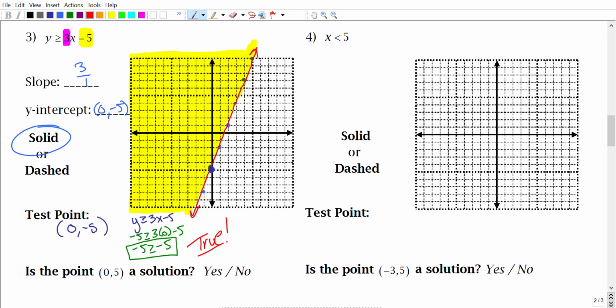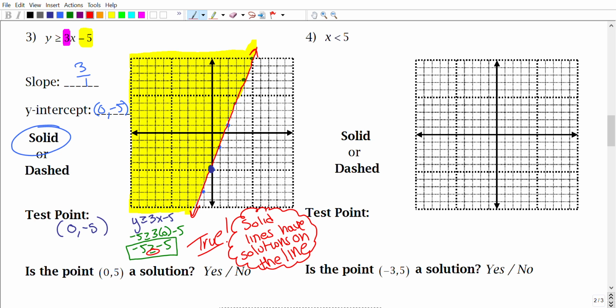So what does that tell you? That tells you that in order for the numbers or the points that are on the line to be solutions, you have to have this equal to part, okay? Meaning that if you have that equal to part, then only solid lines have solutions on the line. So only solid lines have solutions on that line.